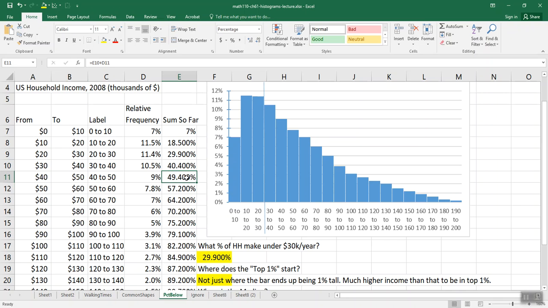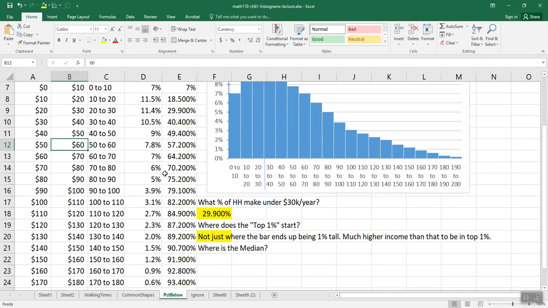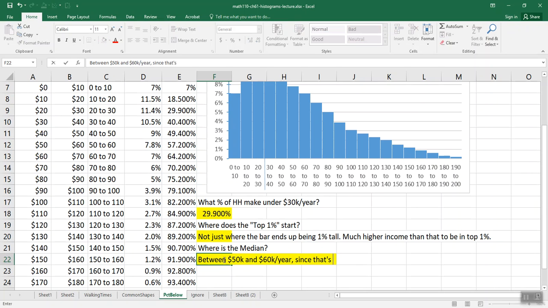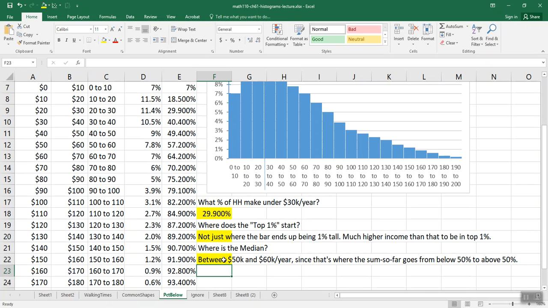I mean, 49 is closer to 50 than 57 is, so the median is going to be closer to $50,000 a year than $60,000 a year. But here we could say the median is between 50K and 60K a year, since that's where the sum so far goes from below 50% to above 50%. In the homework, when it asks you what's the median, you don't have to give it with much more precision than what we're doing here.